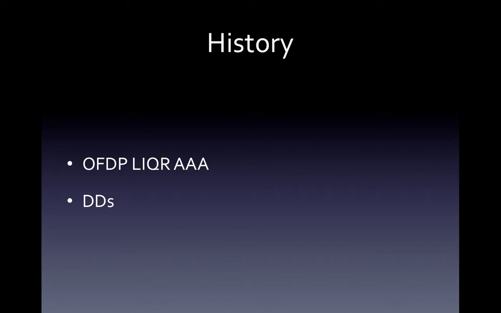You can remember this mnemonic as OFDP, LIQR, AAA, triple A, where O means onset, F frequency, D duration, P progression, L is location, I intensity, Q quality, R radiation, and A aggravating, A alleviating, A associated, anything associated. So you can briefly ask questions with this mnemonic, so that you remember very fast.